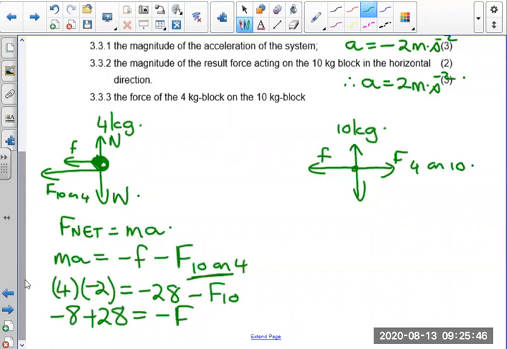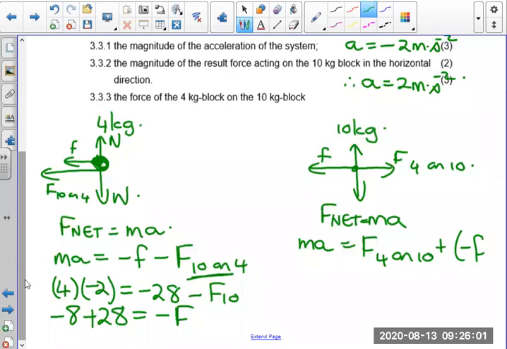Okay, now let's look at this one, for instance. F net equals M times A. So M times A equals the force that the 4 kilogram block has on the 10 kilogram block, plus minus the friction, of course. And now when we look at this one, we're going to say 10 times the acceleration, which is minus 2. And then the force that it applies is the one that we worked out.